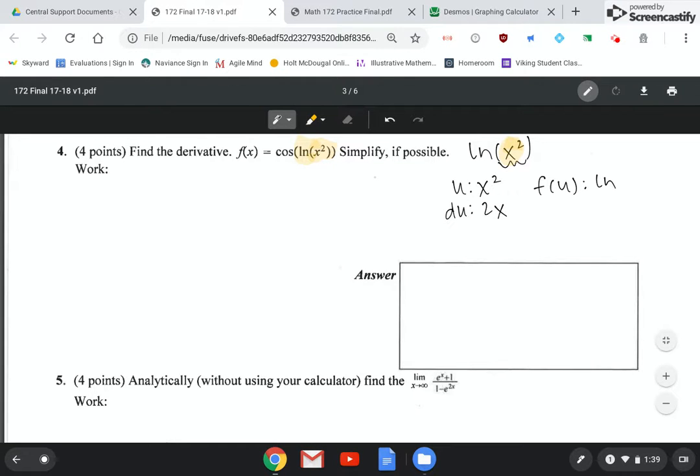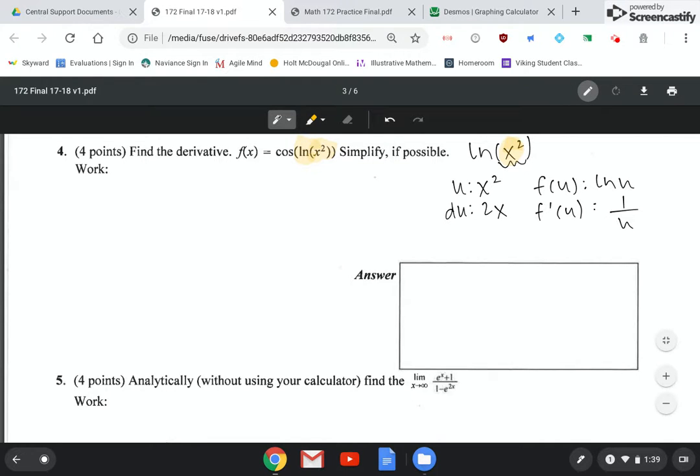If this piece becomes u, then that means that our f of u is ln of u. Because if I were to plug in this x squared right here into there, then I would get this equation. So that's how I know that I've decomposed it correctly. So there we have f of u. Well, the derivative of ln of x, we love that one, it's just 1 over u.